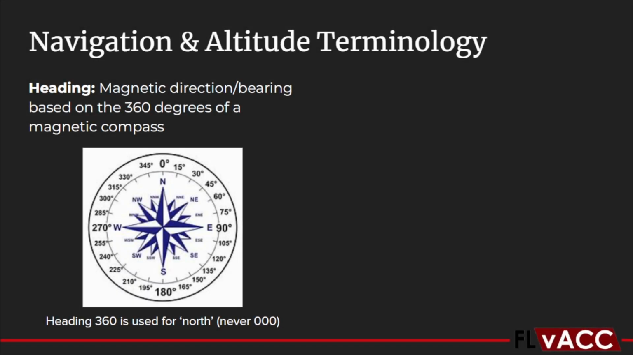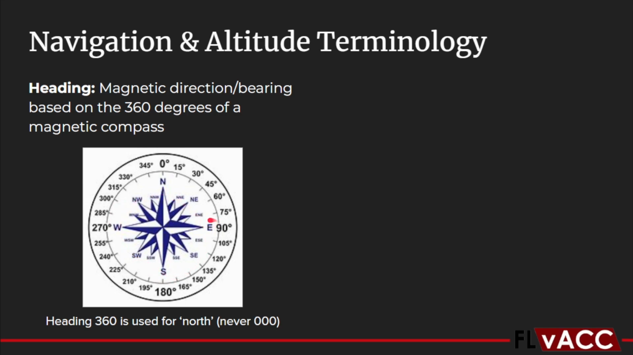Starting with some terms related to navigation and altitude, we have heading. Heading is a 3-digit unit of measurement representing a direction relative to the 360 degrees of a magnetic compass. The compass is pictured here, with each cardinal direction, north, east, south, and west, being separated by 90 degrees to make a full 360-degree circle.